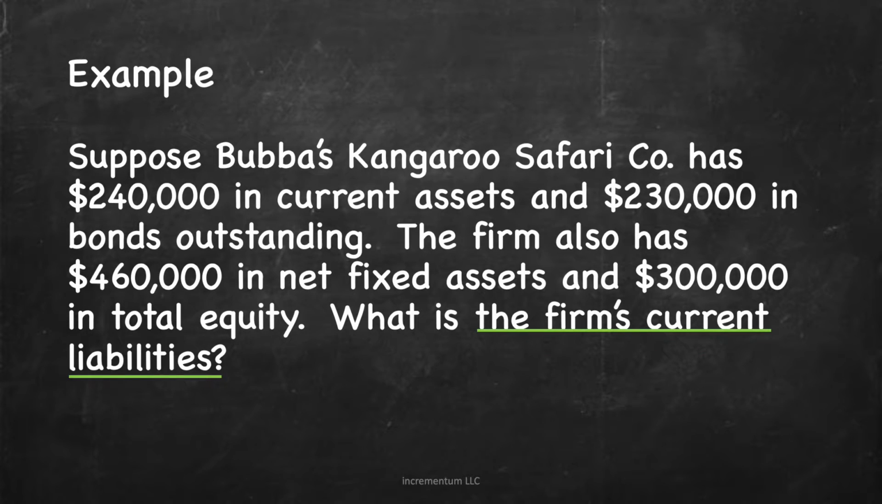Always go to your question. You're being asked about the firm's current liabilities. If you skim through the problem, you're also given current assets, bonds outstanding, net fixed assets, and total equity. All of those things are on the balance sheet, so it's a good idea to draw a balance sheet template.